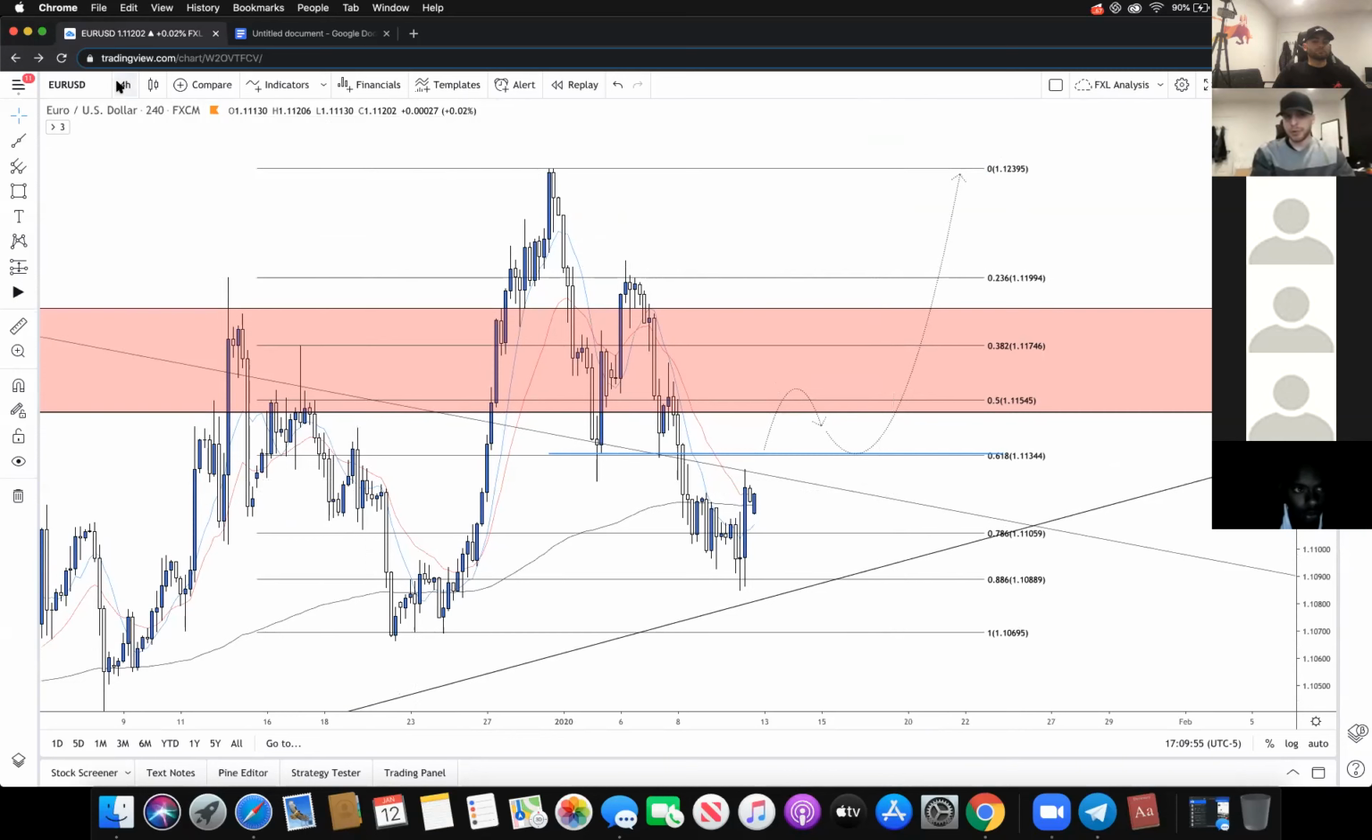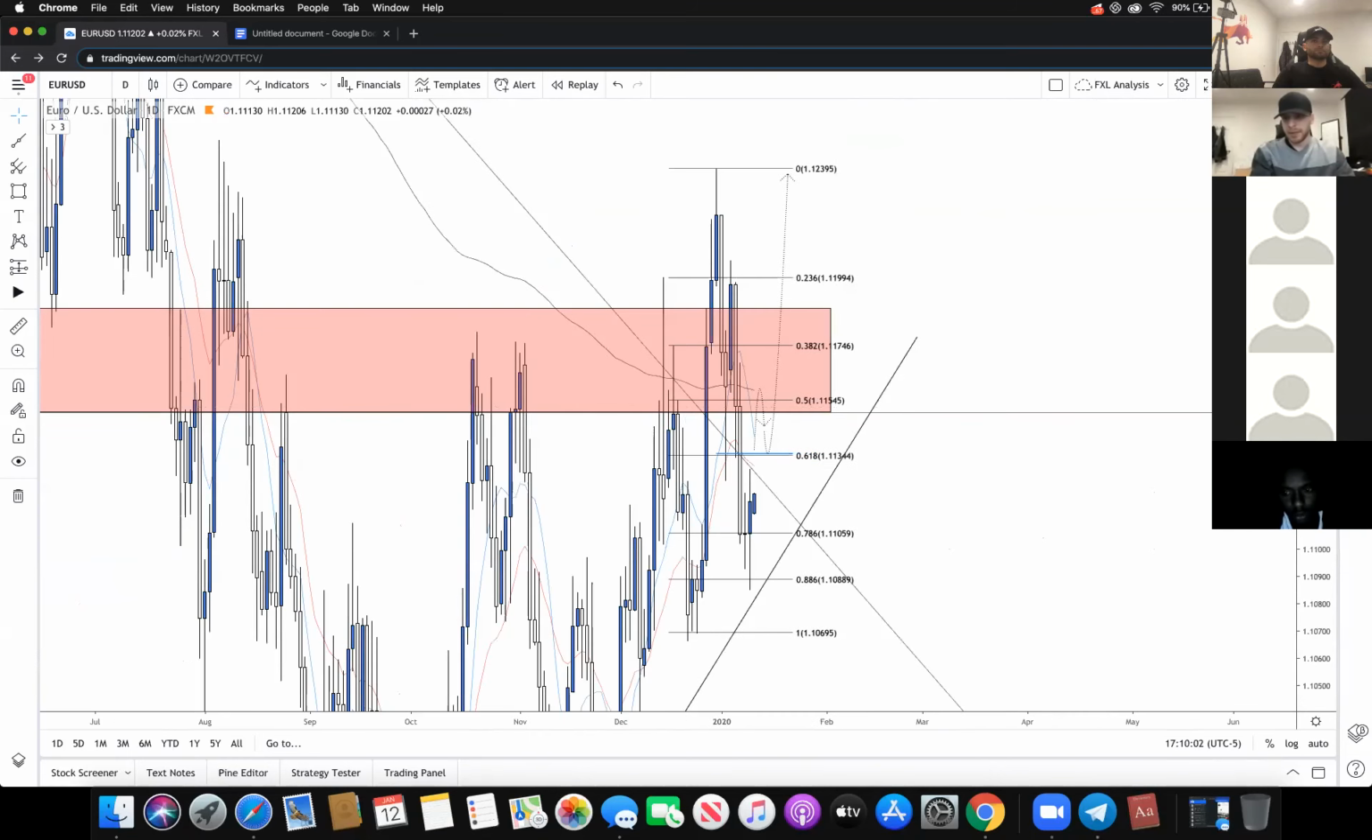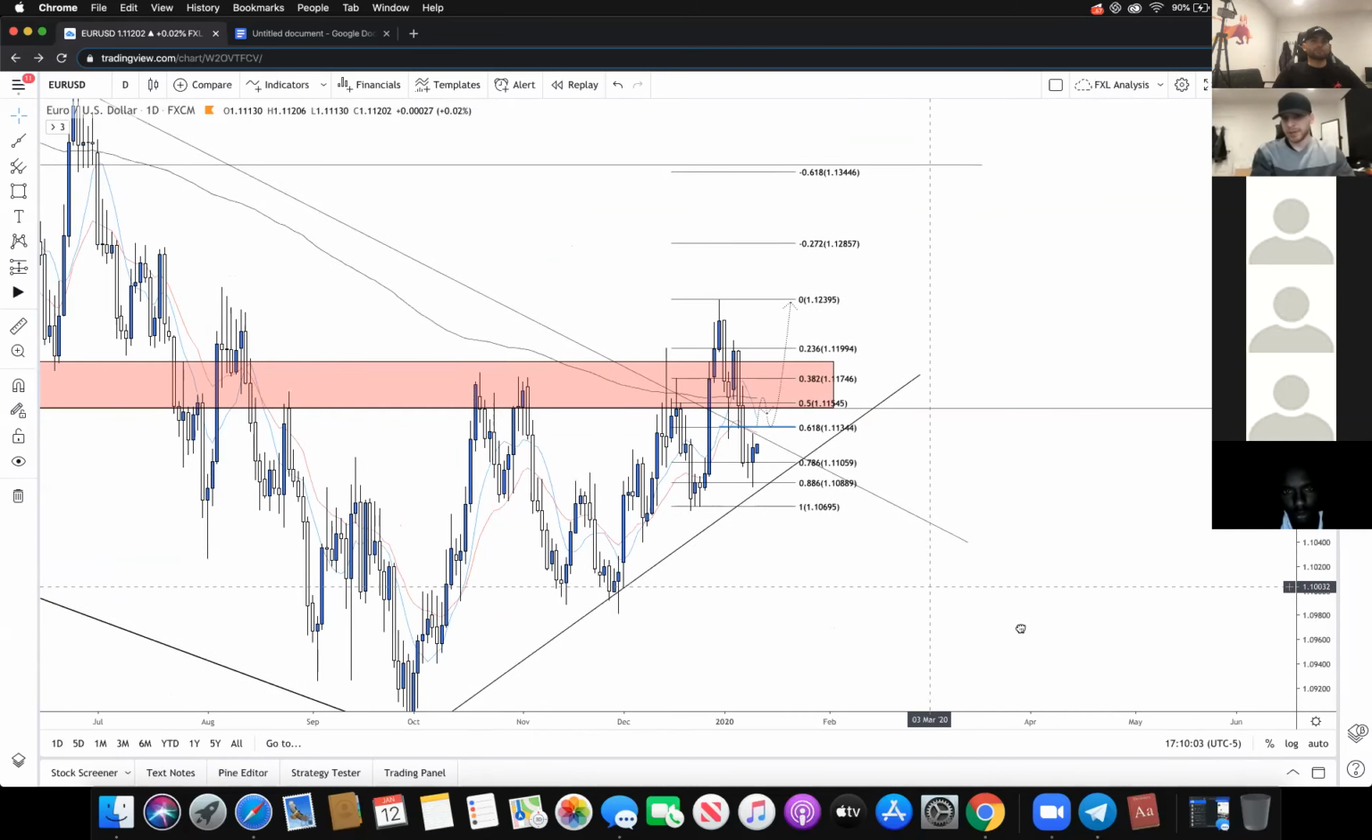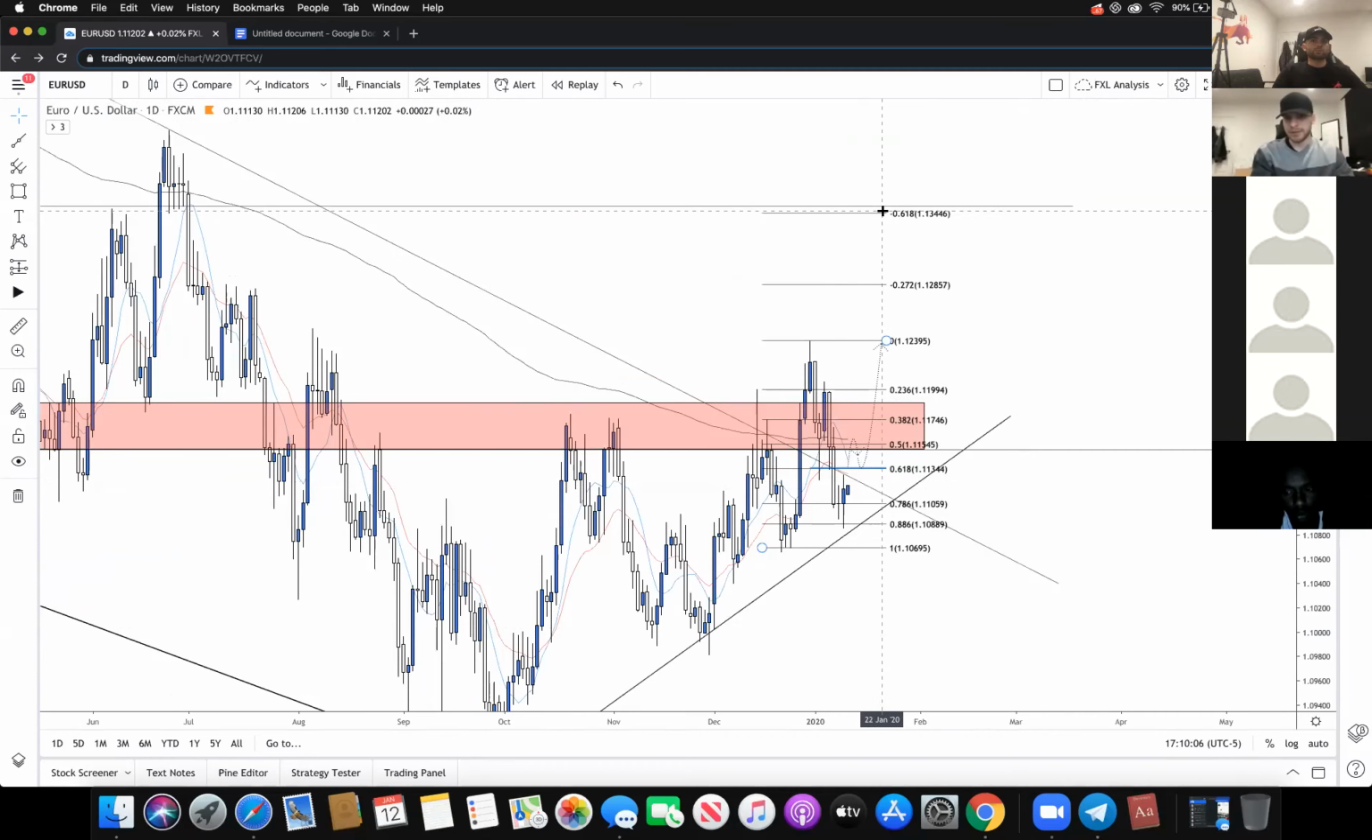So this would actually be a pretty aggressive move if this does break and this is like a true closure on this daily time frame. This has a lot of potential if this breaks. So this could be moving all the way up to the negative 61.8, higher time frame resistance levels.